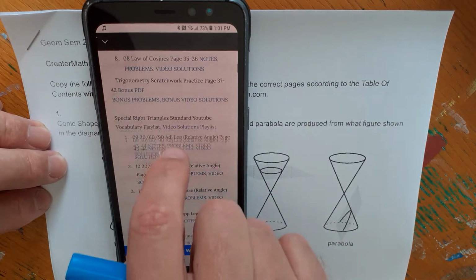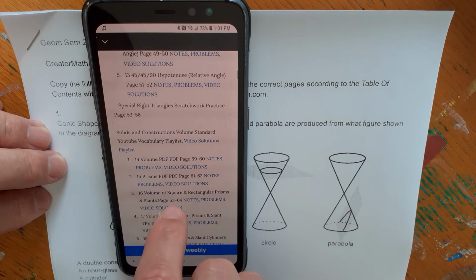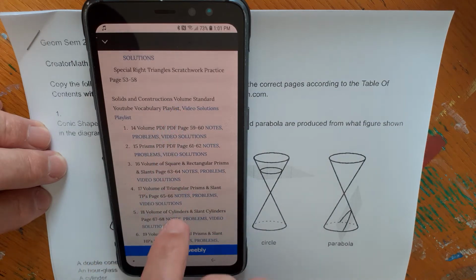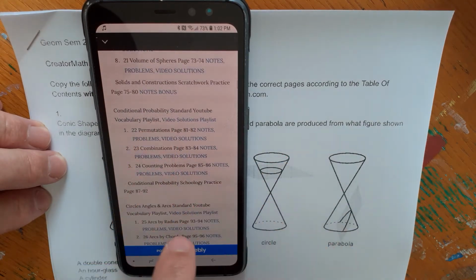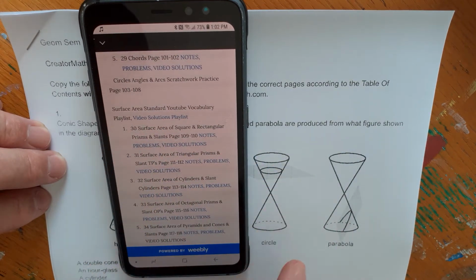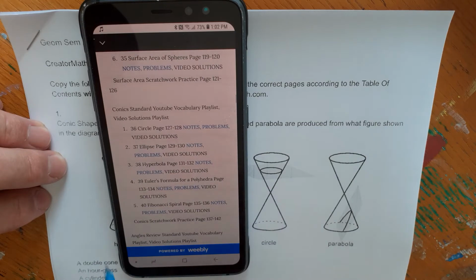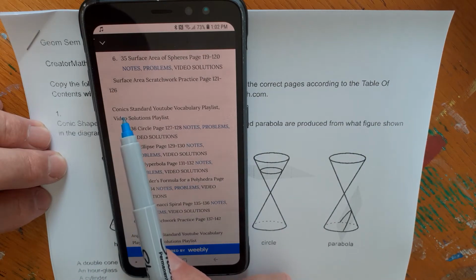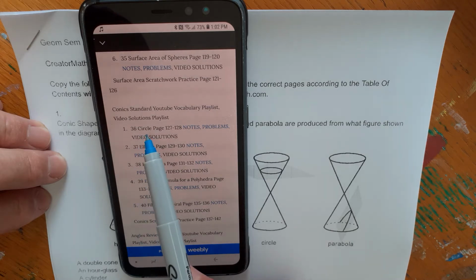I see trigonometry, I see special right triangles, and let's see, volume, conditional probability, circles, angles, and arcs, surface area. And this one is conics, right? Conics is the 7th unit, and each one of these is a lesson. There's 5 lessons within it. We're on the first one, circle.